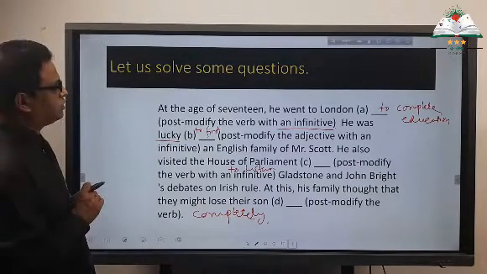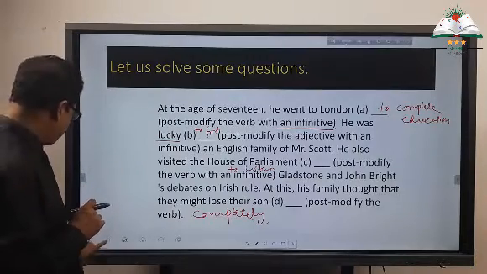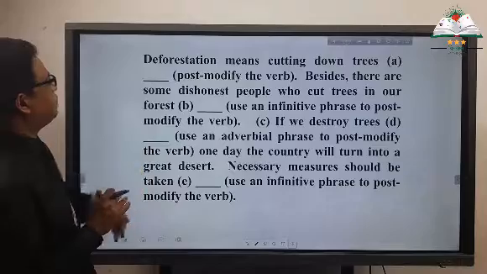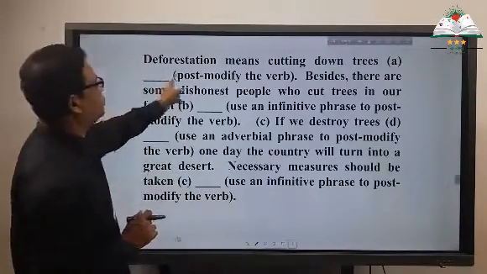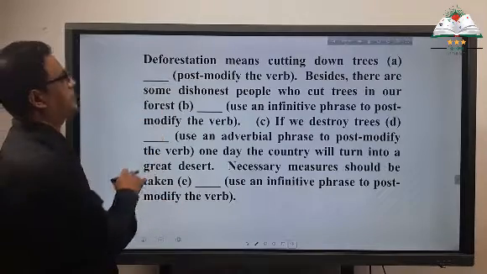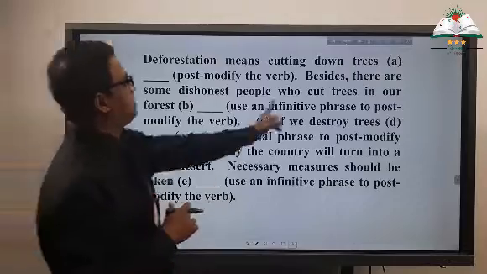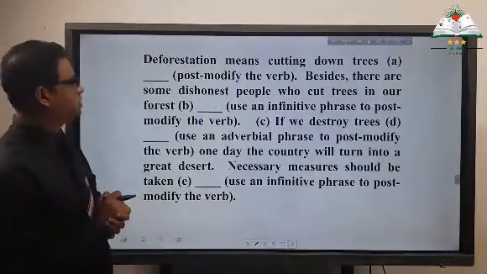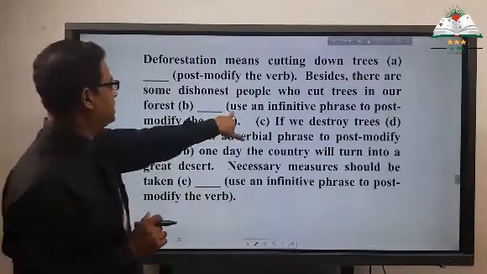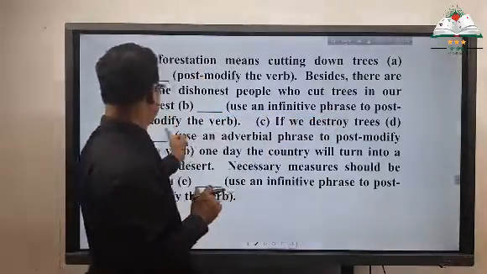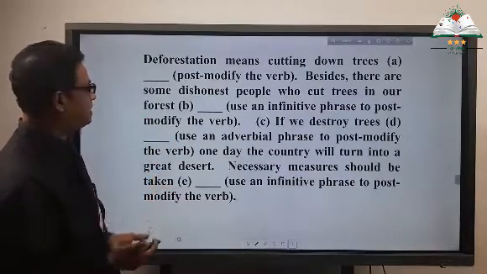We can go for another question, and that is: deforestation means cutting down trees. You are asked to post modify the verb. You can say randomly, you can say drastically. Okay. Besides, there are some dishonest people who cut trees in the forest. You are asked to use an infinitive phrase to post modify the verb. So, what can you write? To earn money, to gain money.